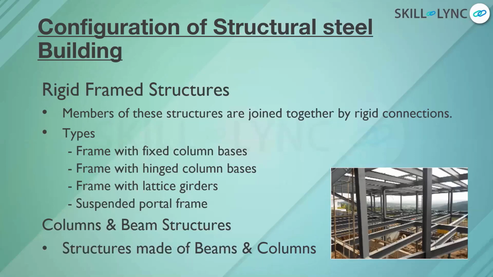When a rigid frame structure is subjected to a vertical load, it is picked up by the beams and eventually transferred through the columns to the ground. There are different types of rigid frames. You can make a frame with fixed column base, a frame with hinged column base, a frame with lattice girders, and suspended portal frames.